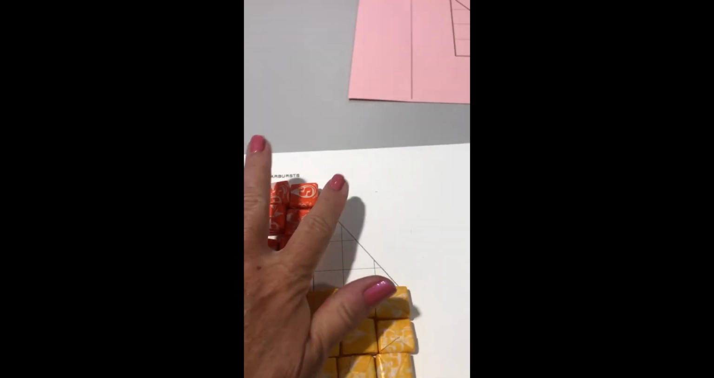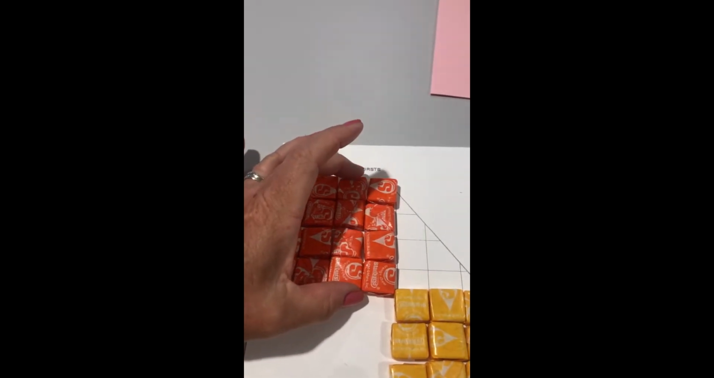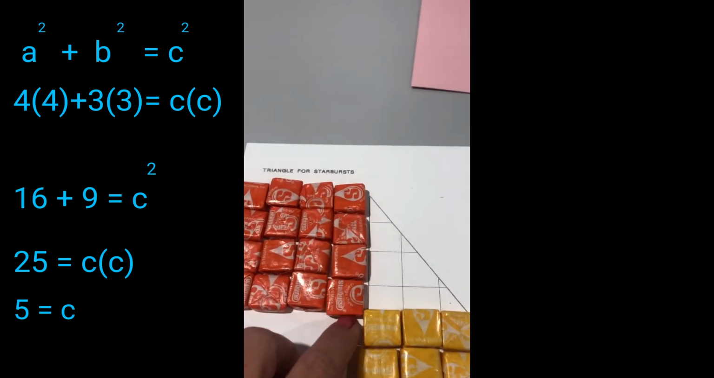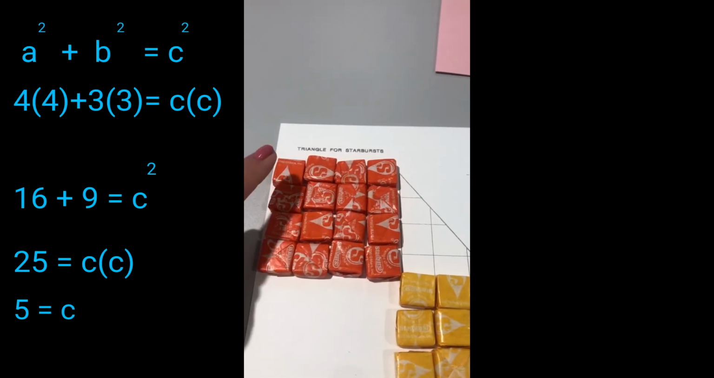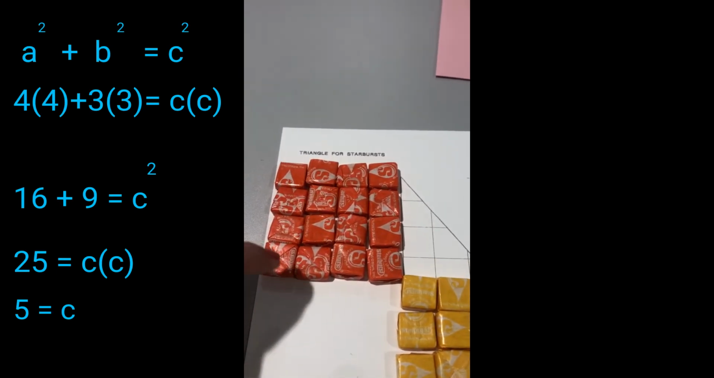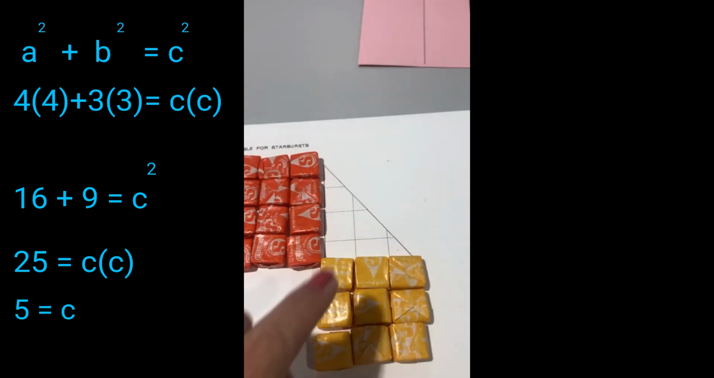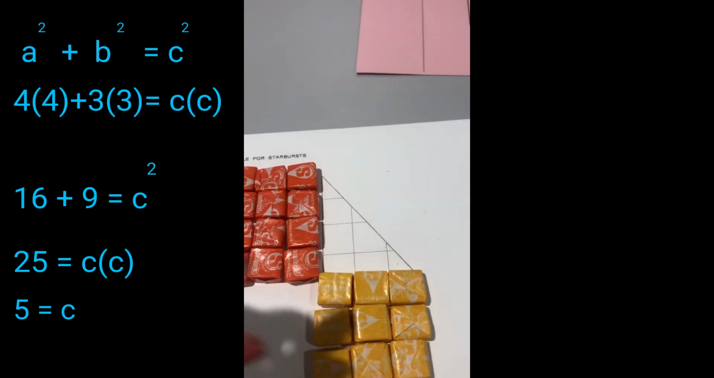Now if we tighten this up really nice and neat, and I'm doing this with one hand because I'm operating the camera with the other hand. Yes, this is my homemade video. We have created this relationship. Now, we now have a square built on one side with an area of 16 and another square that has a side length of 3 with an area of 9.